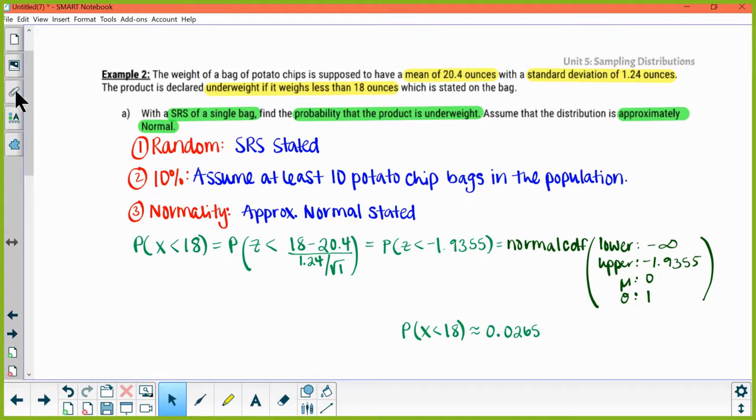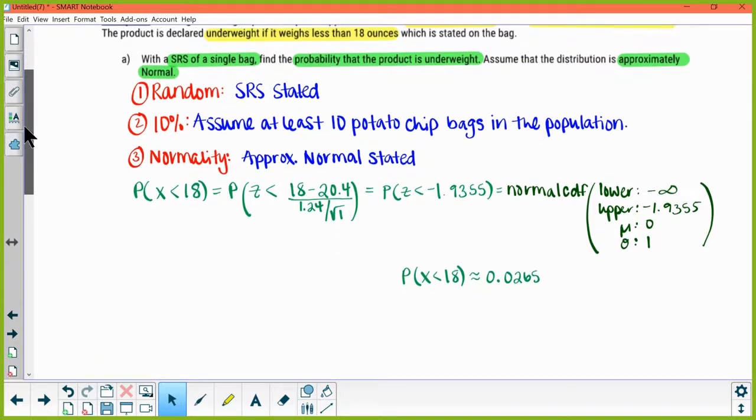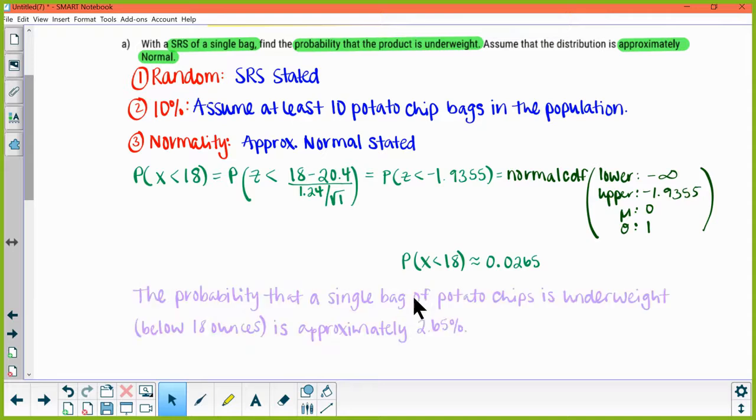So a small summary of what that actually means. The probability that a single bag of potato chips is underweight, which is below 18 ounces, is approximately 2.65% chance. So this was just based on one bag of potato chips.